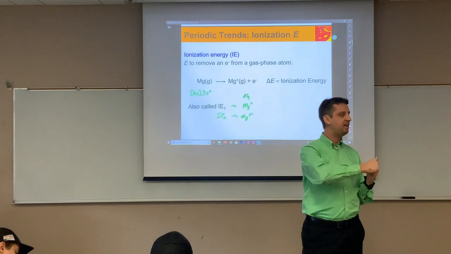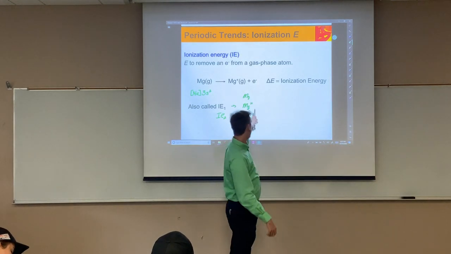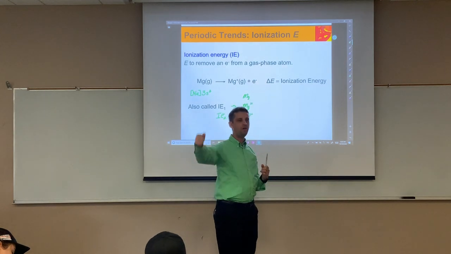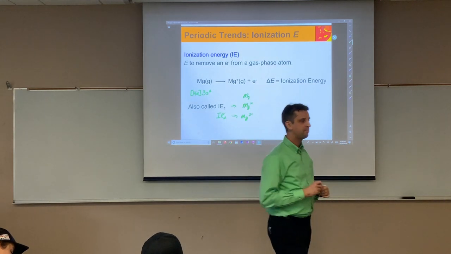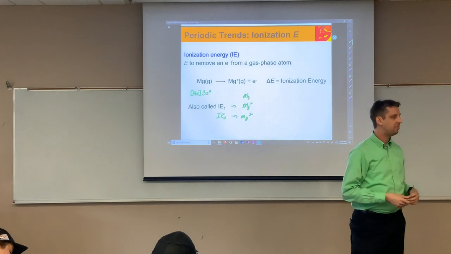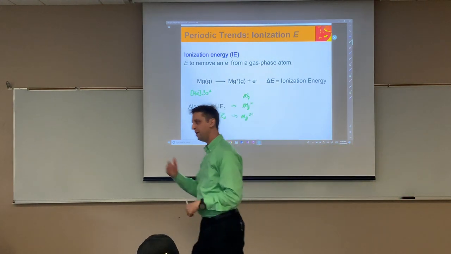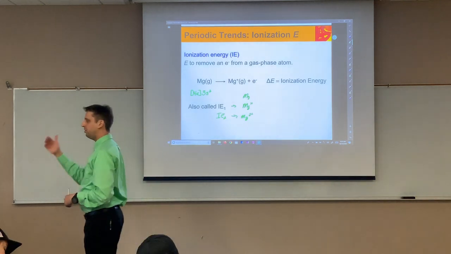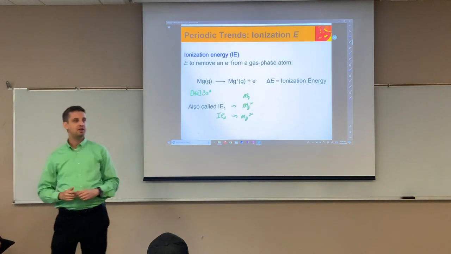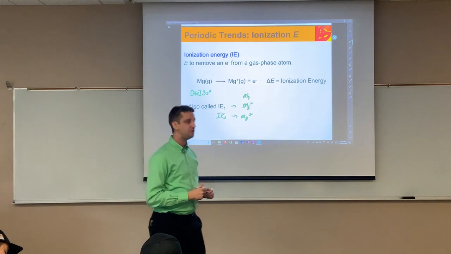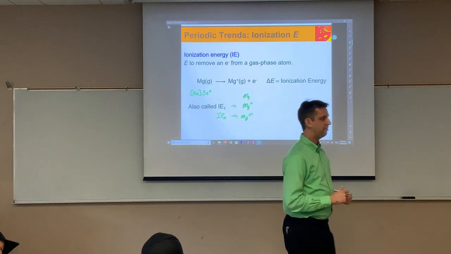Because now we have to remove a negative from something that's already +1. Right? That's going to be even harder to do. And if we have to remove something from something that's +2, that's going to be even more difficult. And from +3, it's going to be more difficult. Right? Each iterative loss of an electron is going to have a higher energy associated with it.